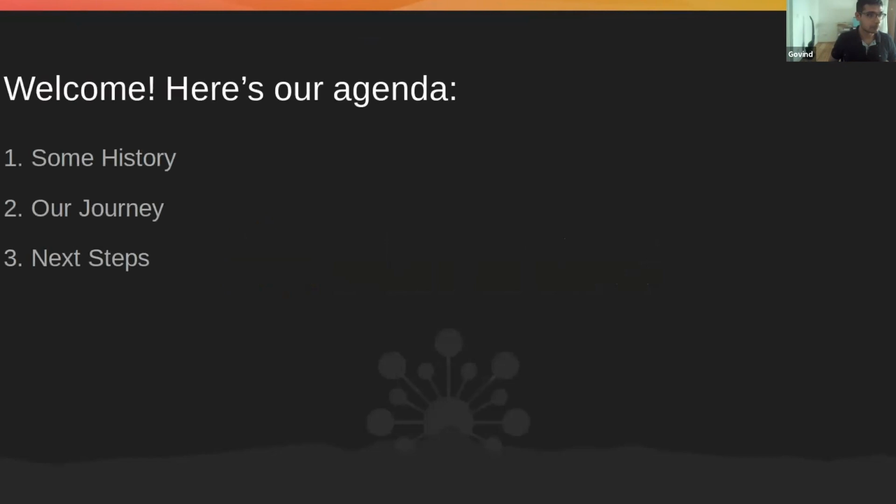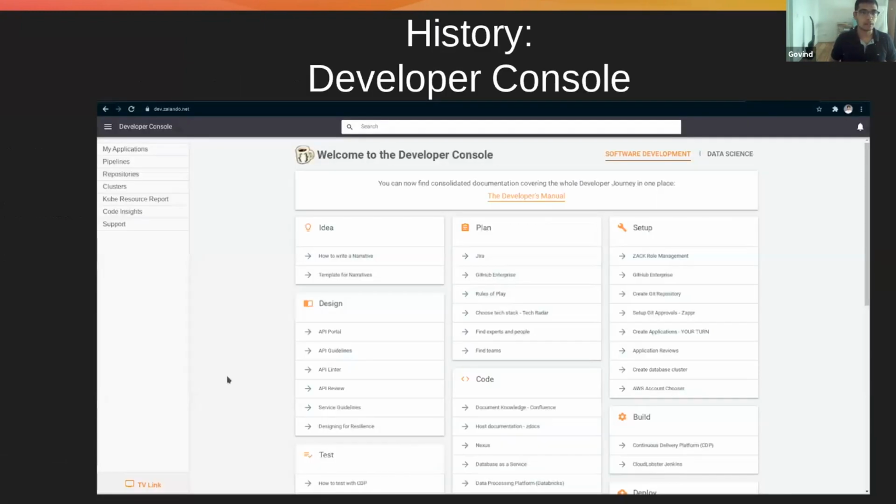So my agenda is simple. I'll provide a little bit of context about our history, where we were and where we started, and what we're doing. And then a little bit of our story. In the story, we will talk about what our journey was, how we used Backstage, and what we learned. And then what the next steps are. So here it goes.